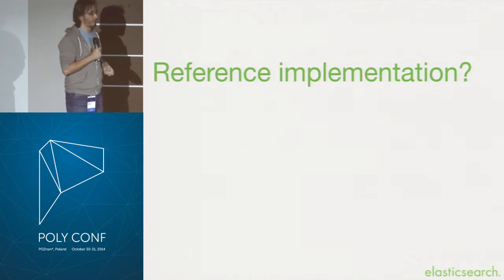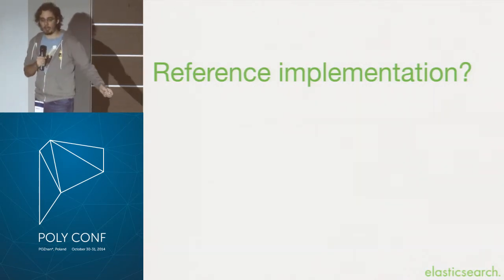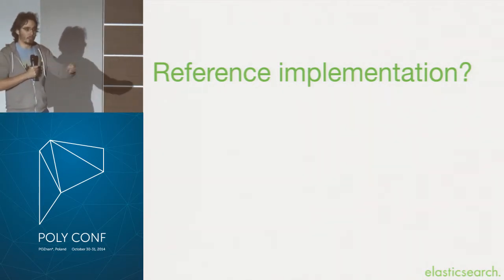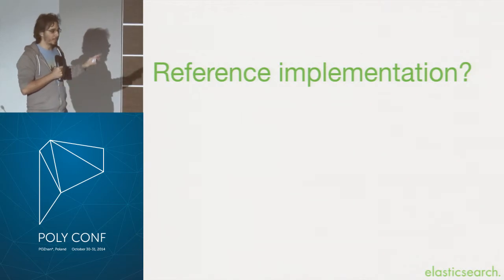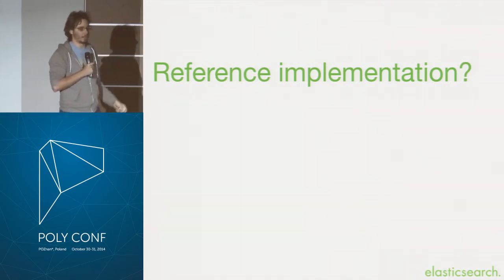The first one was a reference implementation. That we would dedicate one of the languages, or maybe even write a client in Java so it would be close to the source, to be the reference implementation, and everybody would just copy whatever that implementation did.